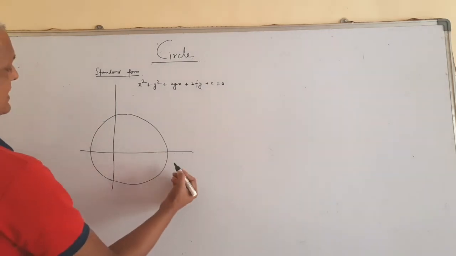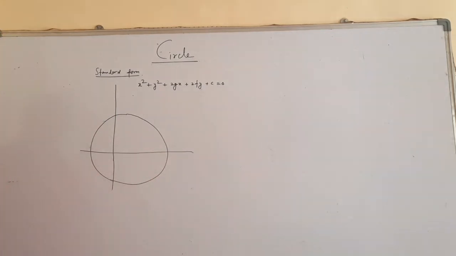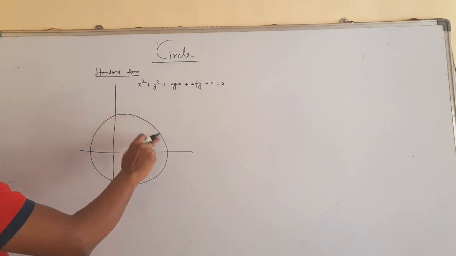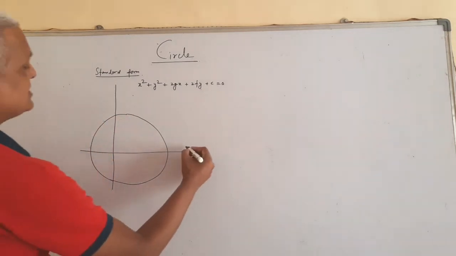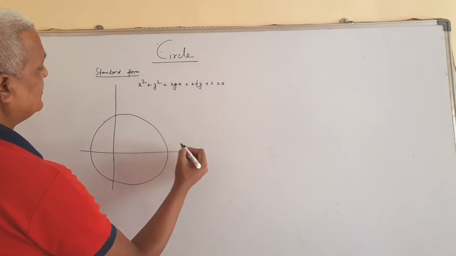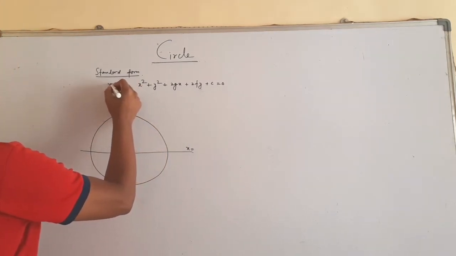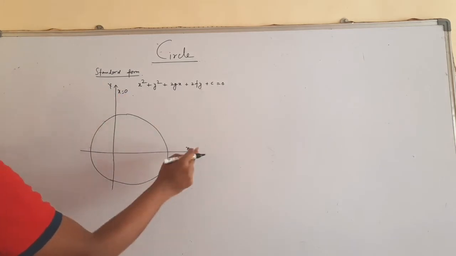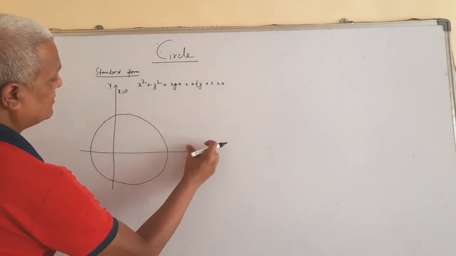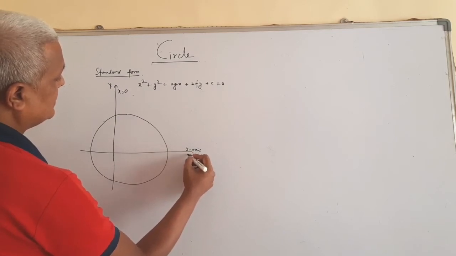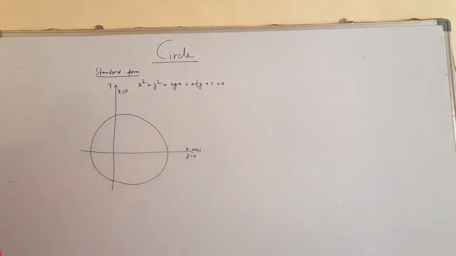cuts the intercepts like this, then how will you find this coordinate and how will you find this coordinate? This is the equation of y-axis, that is x equal to 0, and the equation of x-axis is y equal to 0.